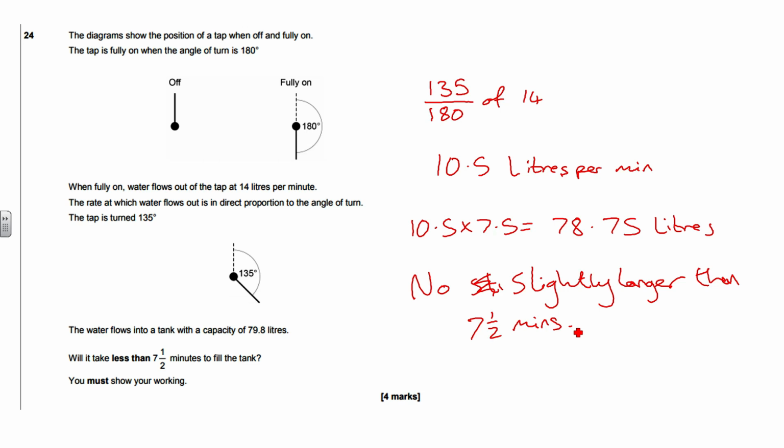So what I've done there, said 10.5 litres every minute, times that by 7.5 minutes, suggests we could get 78.75 litres into this tank in 7.5 minutes. So if you want to get that done, maybe turn it fully on. Then it'll go at 14 litres a minute, loads easier.